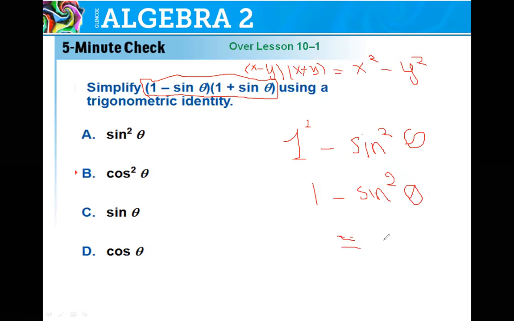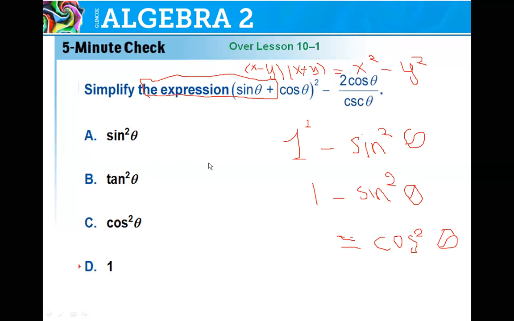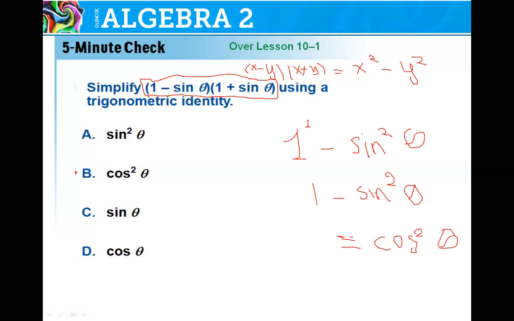Equal cosine squared. Yes, so this is equal to cosine squared theta, which is letter B. Okay, so it's letter B. So we have here the problem. Khalid started the problem by getting 1 minus sine equal cosine. It's wrong. It's 1 minus sine squared.